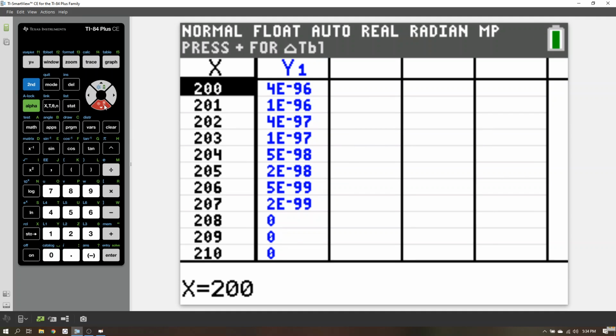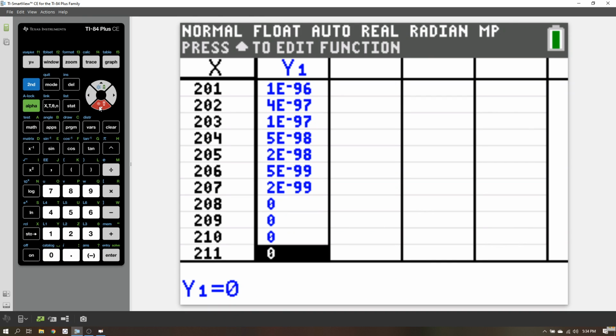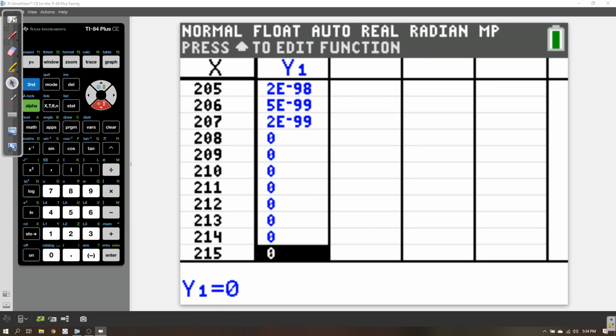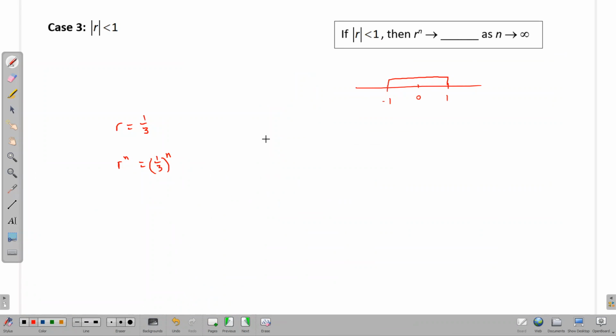Okay, there we go. Picked a good number. You can see once you hit 208, it can't round anymore, right? It's unable to approximate it any better, so it just says 0. So the takeaway from that is that this will approach 0 as n goes to infinity. r to the n goes to 0.